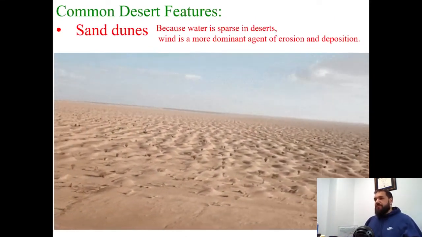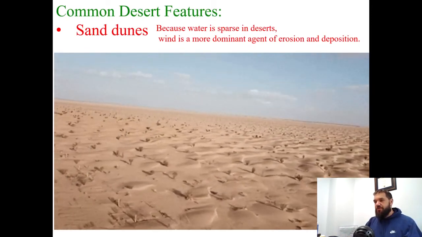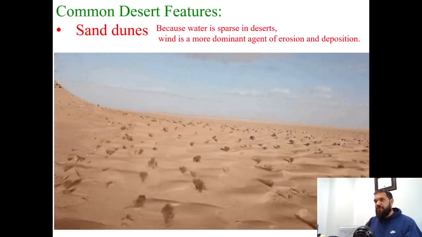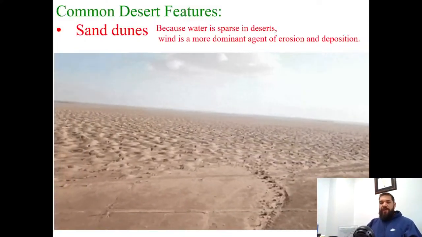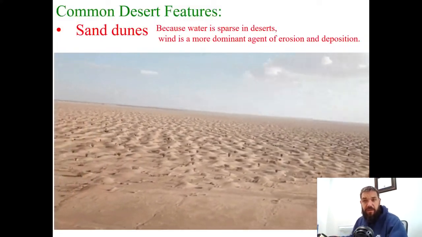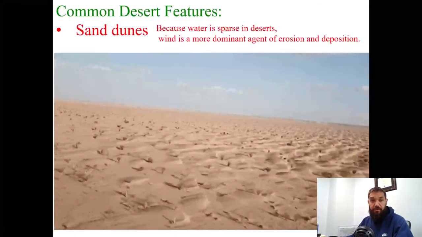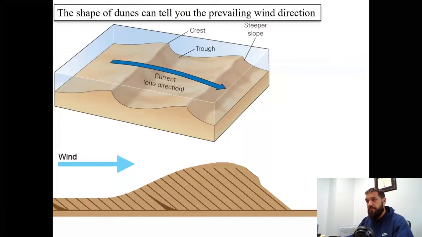Okay, so sand dunes. This is a little animation about sand dunes. It's like drone footage of sand dunes. So you know that sand dunes are often formed in deserts because water is sparse. Wind is a very dominant agent of erosion and deposition and weathering, okay, through abrasion. So sand dunes often form.